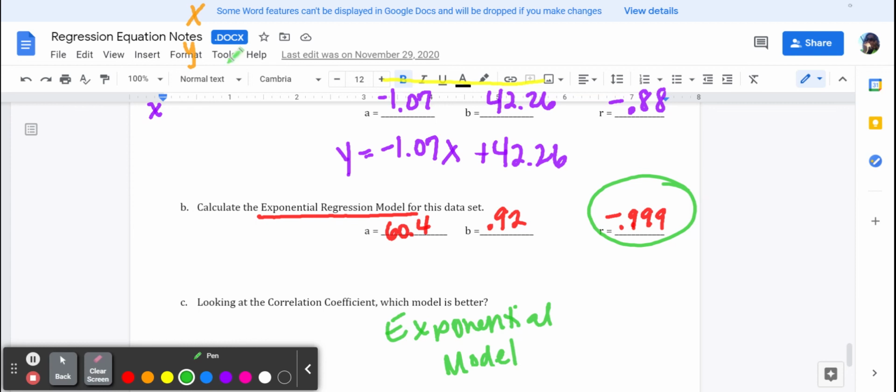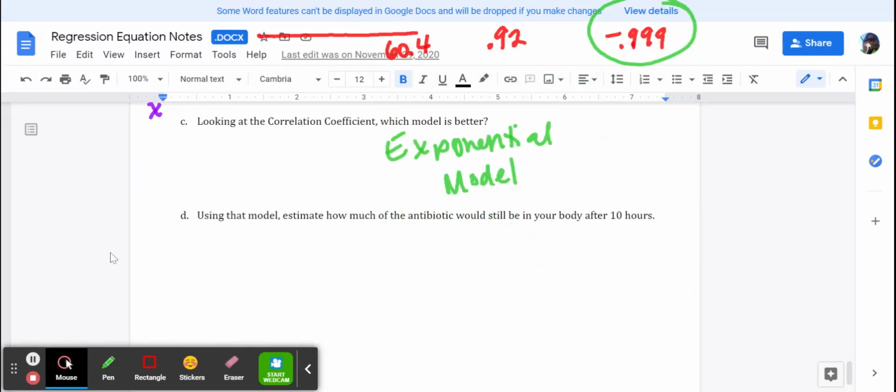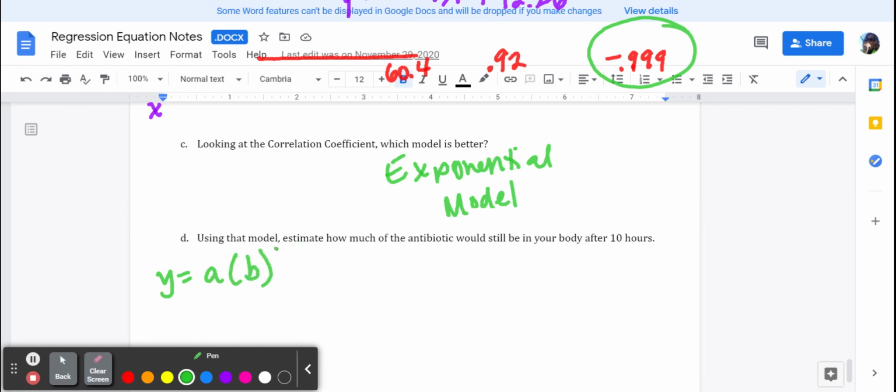So using that specific model, the next question. Using our exponential model, estimate how much of the antibiotic will be left in our body after 10 hours. Now, one thing we have to make sure that we do here is take the values that we got and put it into an exponential equation, which we know is y equals a times b to the x power. We learned that from our knowledge of exponential equations.